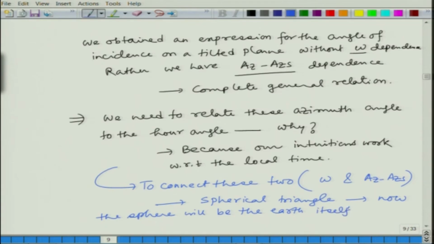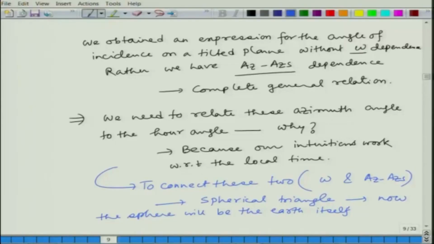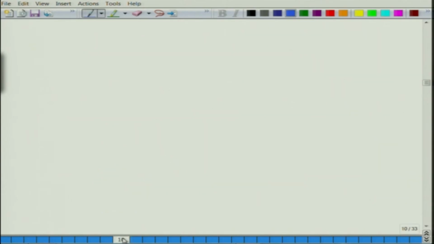Okay. So, last time the spherical triangle we have taken, the sphere was an imaginary sphere centered around the observer location, right. But here this is not an imaginary sphere anymore, this is the earth itself and of course centered around the center of the earth. Okay. So, that is the major difference. Let us see how we can use this spherical triangle formula when our sphere is the earth itself.